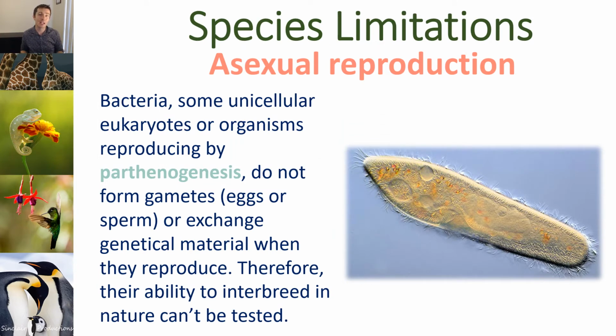The other limitation that can come in is asexually reproducing organisms. So some bacteria and unicellular eukaryotes, like those protozoa, here we've got a protozoa called amoeba, or other organisms like the lizards we looked at, they reproduce by parthenogenesis. So bacteria, you might remember, reproduce by binary fission, the amoeba there by fission, and those lizards, some bees, by parthenogenesis. I.e. they do not form gametes, so eggs or sperm, or exchange genetic material when they reproduce. So therefore their ability to interbreed in nature can't really be tested. And as a result of that, asexually reproducing organisms do not fit well in a biological species definition, because we cannot effectively test their ability to interbreed in nature, because they are reproducing asexually.